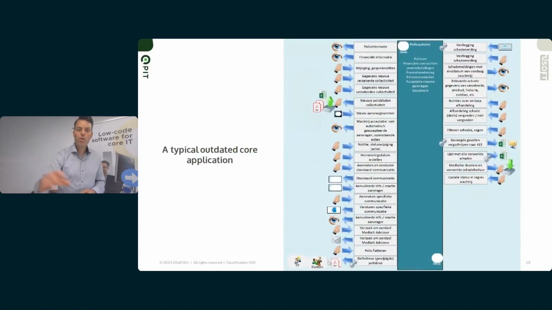And when you look at the typical outdated core application in this process, you see very much information going in and out, but all done manually. So all information that is stored in the system is entered through a manual process, or it's retrieved with a manual process. This is a typical outdated core application.